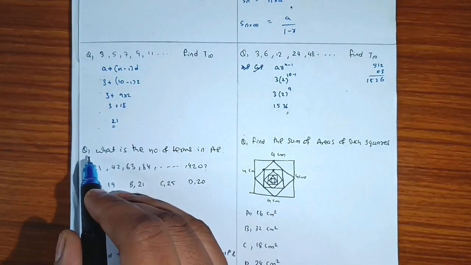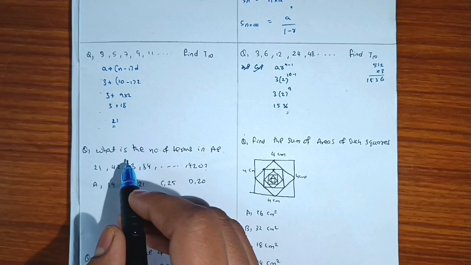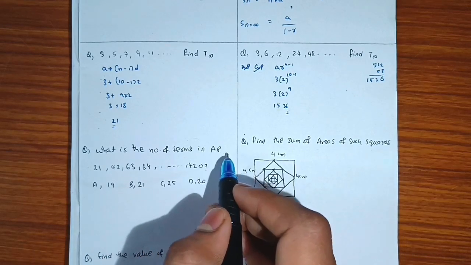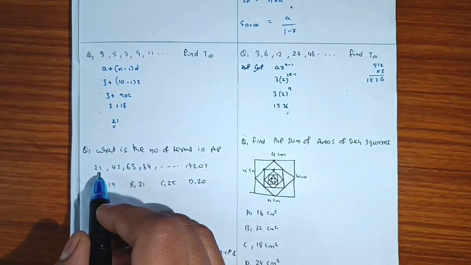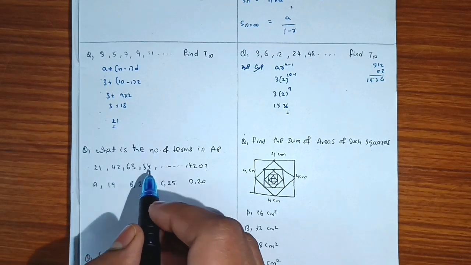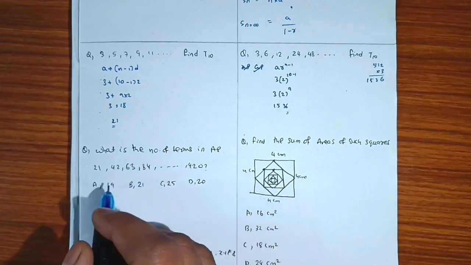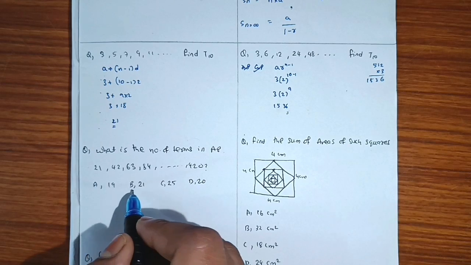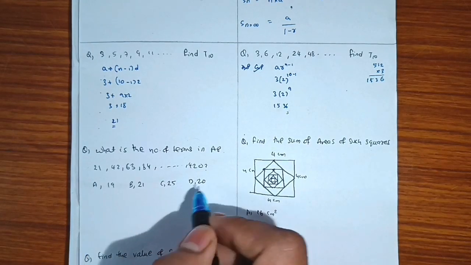Now let us move to the next question. The next question is: what is the number of terms in the AP? AP means arithmetic progression. The question is 21, 42, 63, 84, and so on up to 420. So the options are 19, 21, 25 and 20.